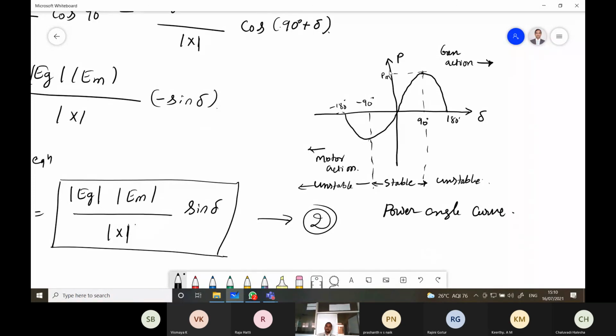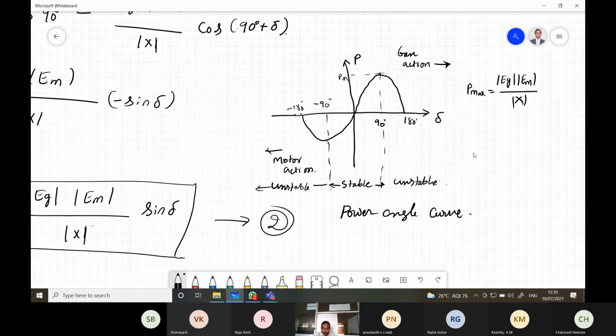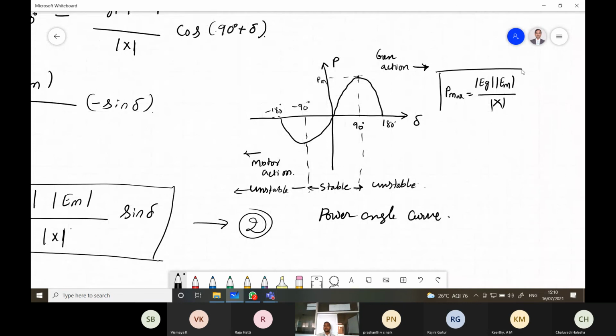So when do we get the maximum power? Pm is equal to Pmax, where delta becomes 90 degrees. Sin 90 is equal to 1, so this becomes EG into EM by x. This gives the maximum power, Pmax, at delta equal to 90 degrees, right?